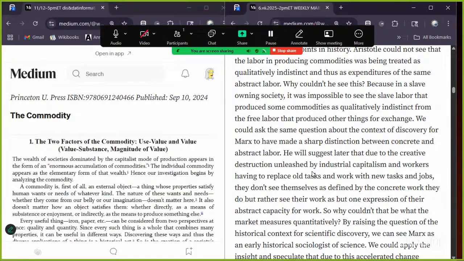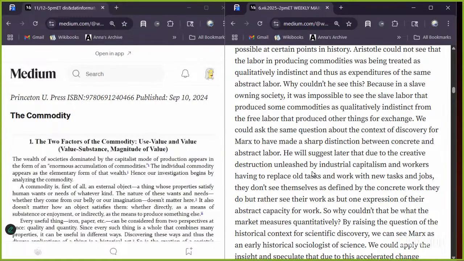Now, we could ask the same question about the context of discovery for Marx to have made a sharp distinction between concrete labor and abstract labor. He will suggest later that due to the creative destruction unleashed by industrial capitalism and workers having to replace old tasks and work with new tasks and jobs, they don't see themselves as defined by the concrete work they do, but rather see their work as but one expression of their abstract capacity for work. This is why we get to labor power. So why couldn't that be what the market measures quantitatively?